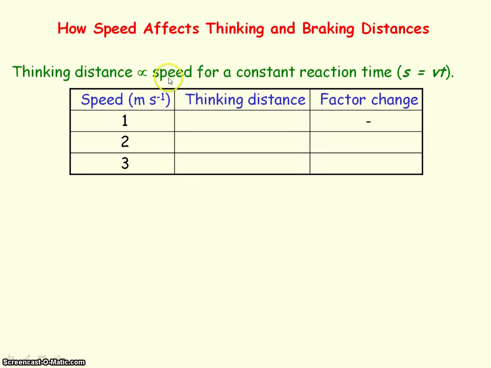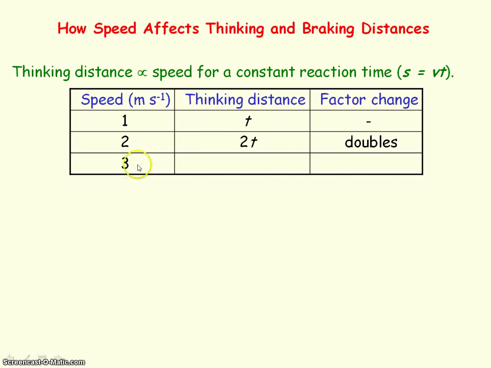So thinking distance is directly proportional to speed. So if we use this equation where s is the thinking distance, v is the speed, and t is the reaction time of the driver, then when the speed equals 1 meter per second, the thinking distance will equal t, because we've substituted v equals 1 into this equation. When the speed equals 2 meters per second, then s will equal 2t. And so we can see we've doubled the speed, so we've doubled the thinking distance.